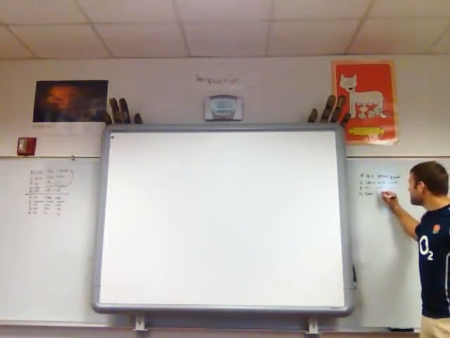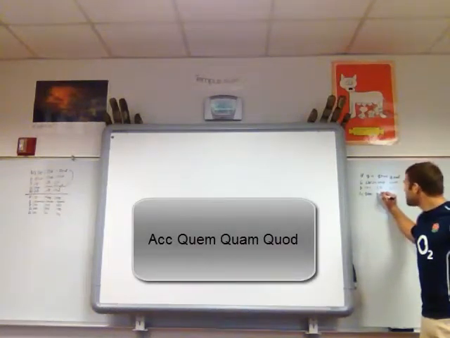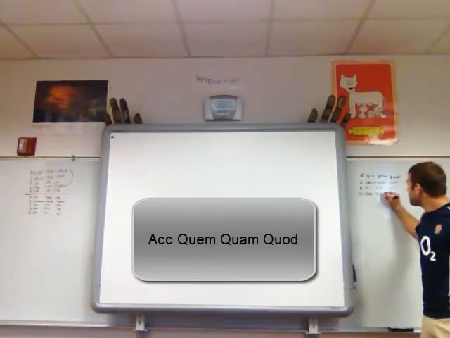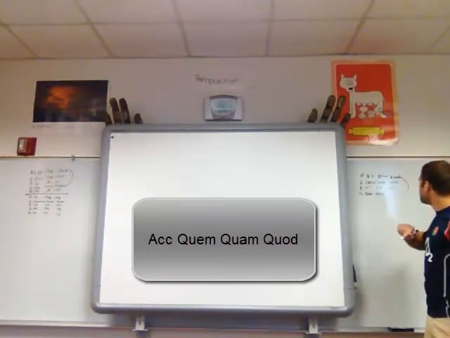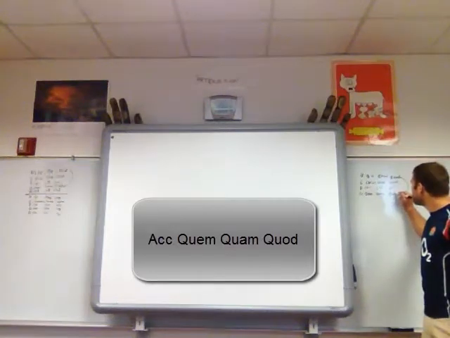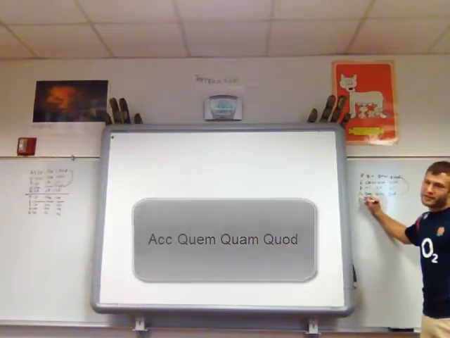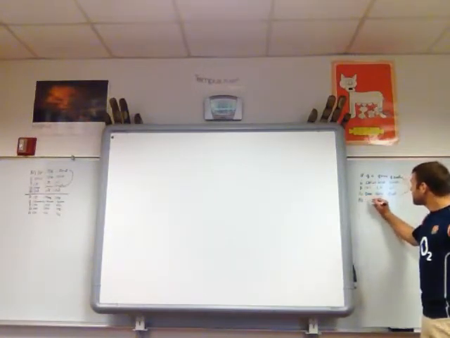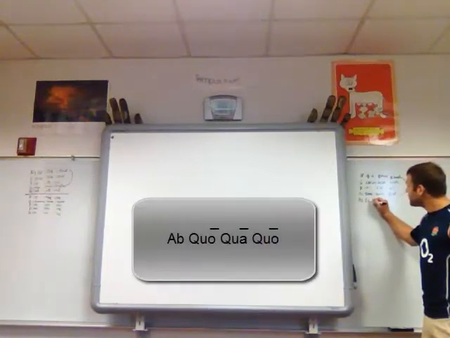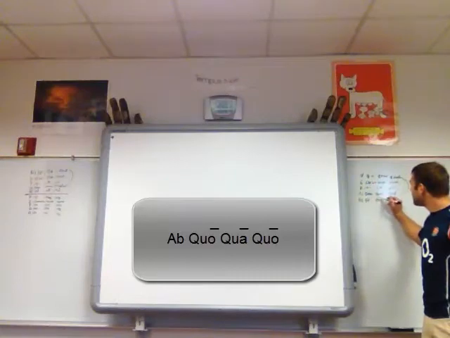Right, so quem, but then the other two are pretty regular. So it's going to be just like the first declension, accusative singular. Yep, quam. And neuter rule. Boom, quod. Ablative singular. Oh, sorry. Yes. Next one. Ablative, of course. Ablative singular is regular. Quo. Qua. Quo.